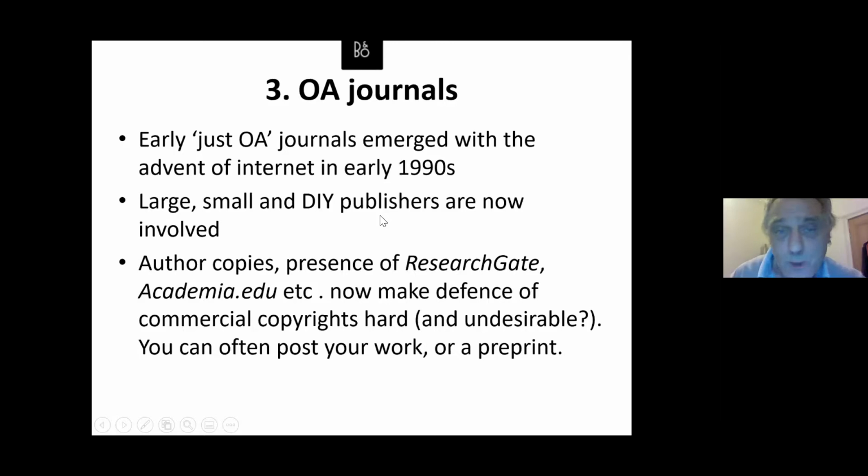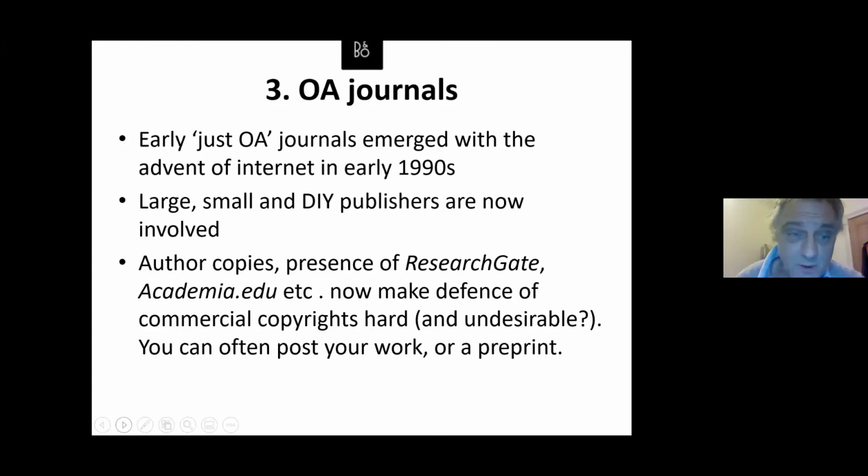OA journals, open access, emerged when the internet was invented, really, in about 92, 93, and they've been going ever since. And there's lots of large and small publishers involved. But the presence of things like ResearchGate and Academia EDU now means that it's very, very difficult for commercial publishers to keep your work hidden away.